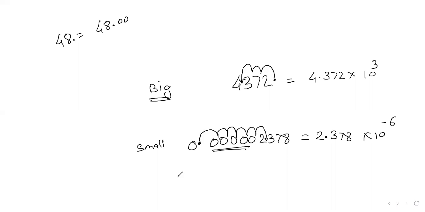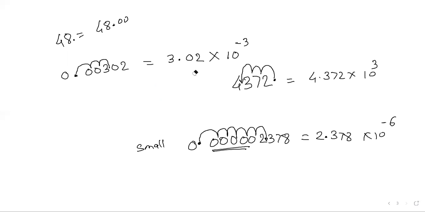Is it clear to you? Yes. Now you tell me, 0.00302 is equal to what? Straight away, what will you write? Here I will add 3.02, into, now tell me, how many places? 1, 2, 3. So into what? 10 raised to minus 3. Is it a small number or not? Yes, small number, so minus 3. Yes or no? Yes.